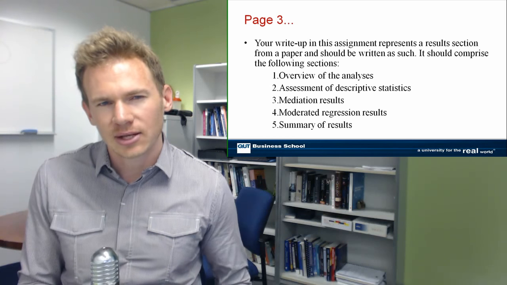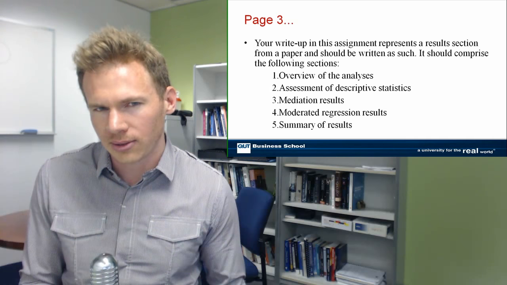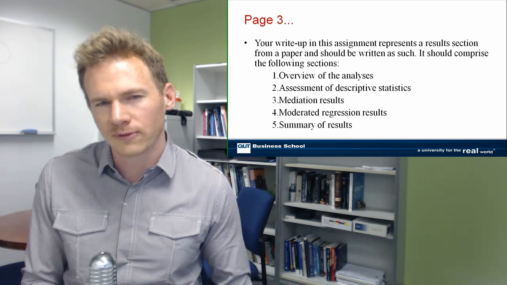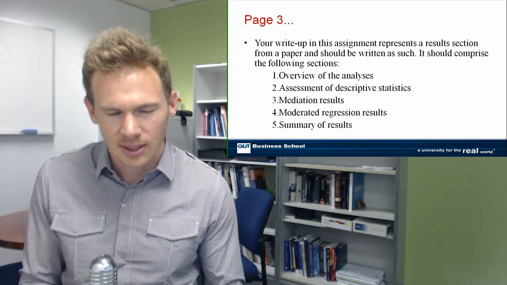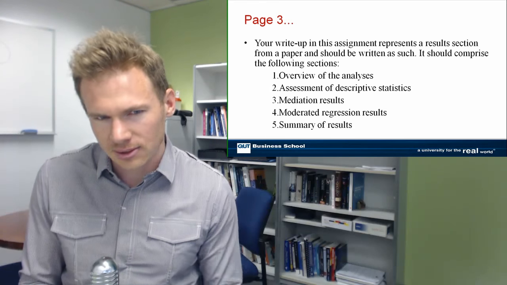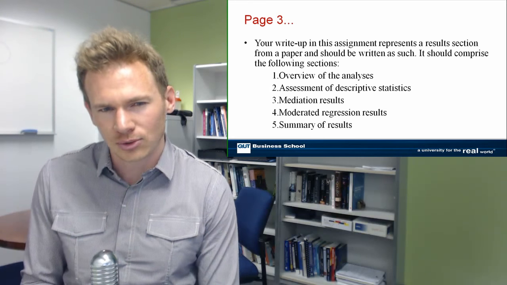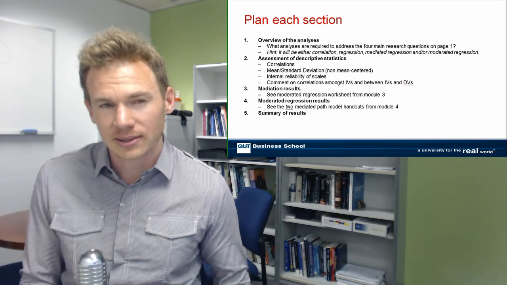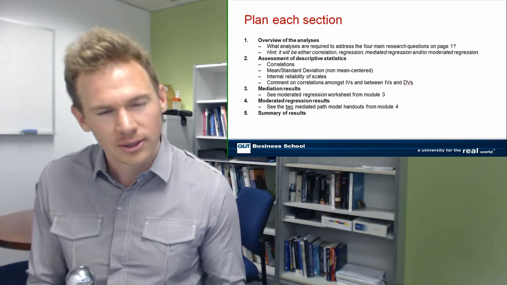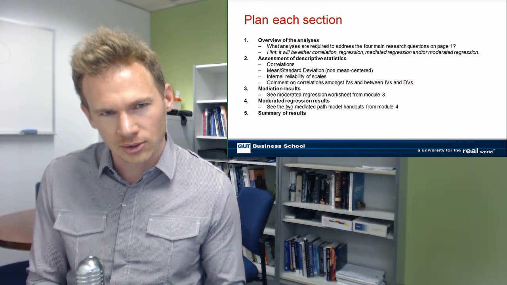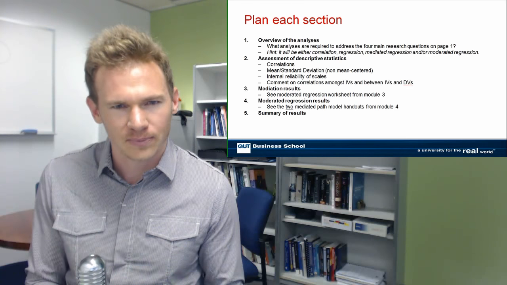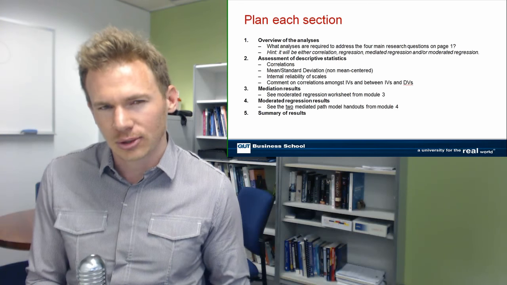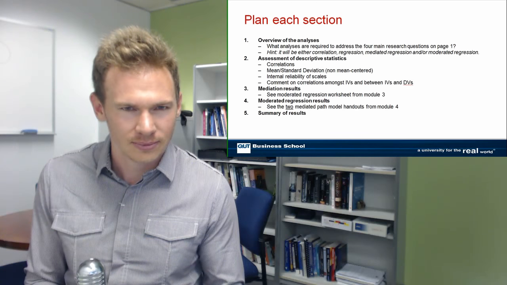And I'd essentially structure the report like this, and structure the report before you even start to write it. Now, within each of these sections, this is basically what you want to do. By the overview of the analyses, basically figure out what analyses are required to address those four research questions on page 1 of the handout. Once you've done that, you can then start working on that section.